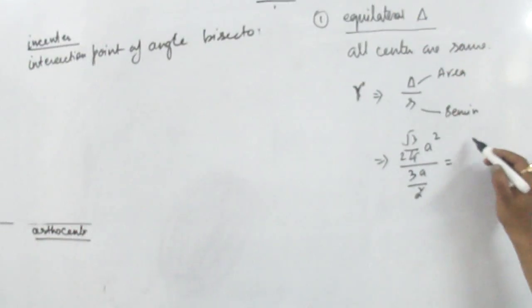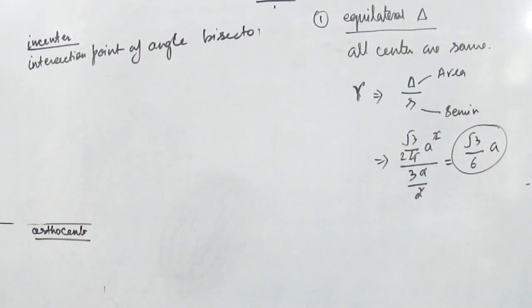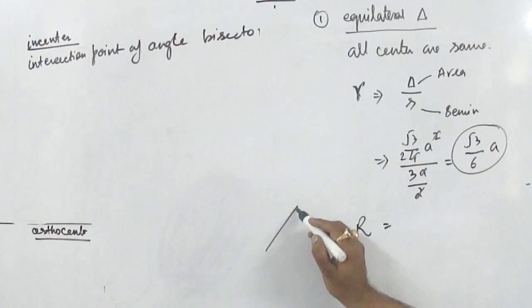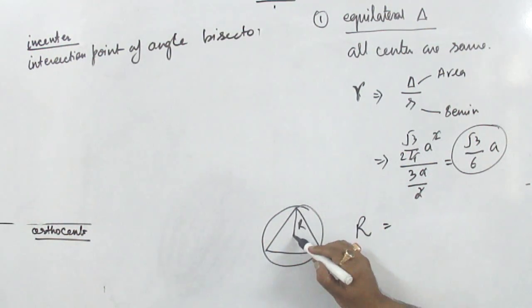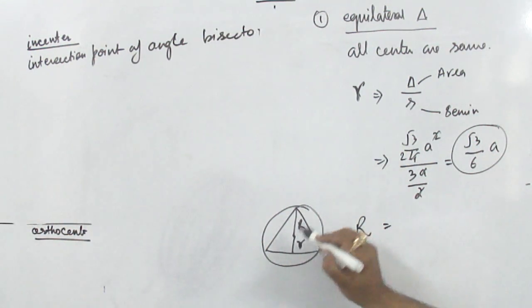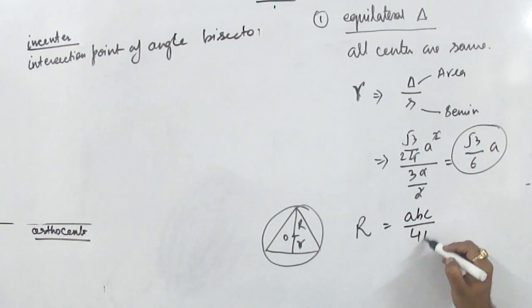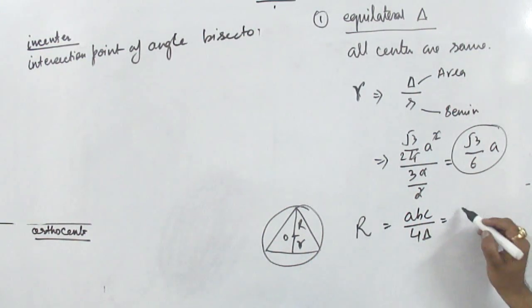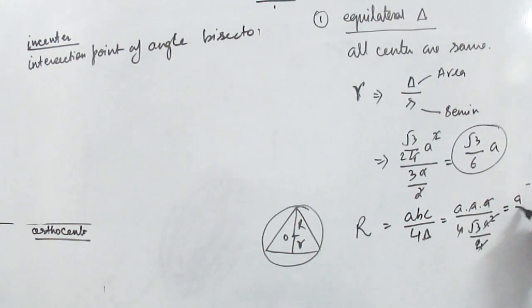Now, while calculating, we get root 3 by 6 A. This is formula for inradius of equilateral triangle, or its circumradius R. Circumcenter is like this. For example, we have equilateral triangle this. This is circumcenter and this is incenter, inradius r, and this is circumradius. Now the value of R is ABC upon 4 delta, or in case of equilateral triangle all sides are equal, so we write AAA upon 4 root 3 by 4 A square, right? 4 cancels, 2A cancels, so A by root 3.